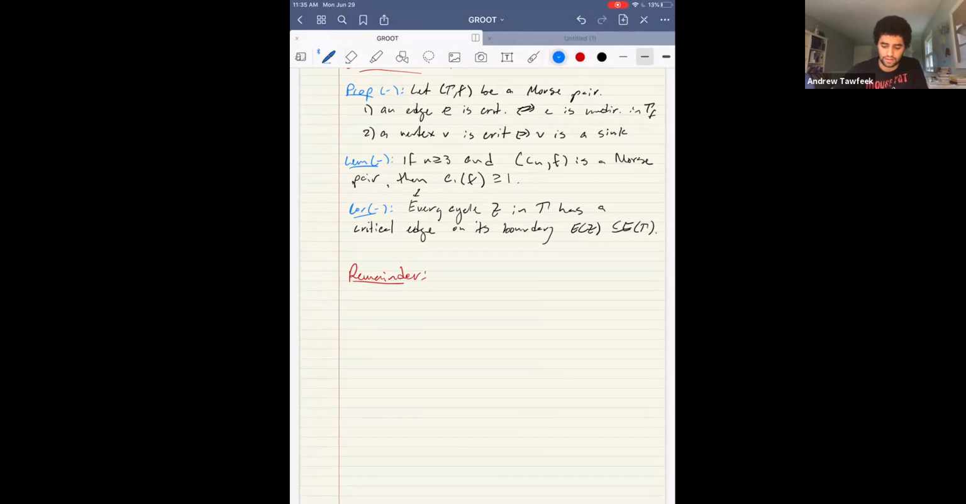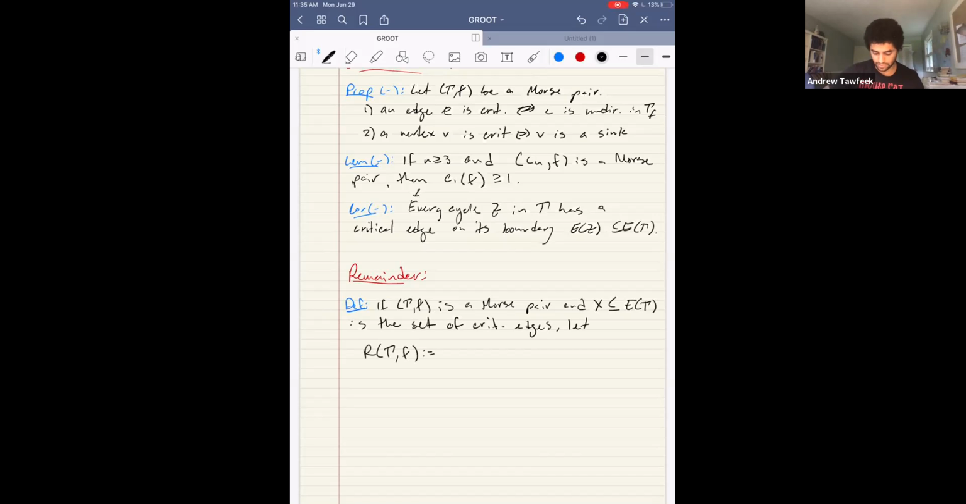Okay, we have just one last thing we need to mention before we can start counting the classes. So we're going to define this little gadget. If gamma, f is a Morse pair and X, a subset of the edges, is the set of critical edges under f, let gamma_f be defined to be the edge subgraph. Sorry for taking such a combinatorics turn at a topology thing. The edge set of the gradient minus X, within, technically I should write this, gamma of f.